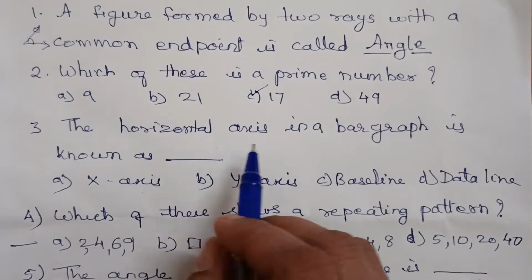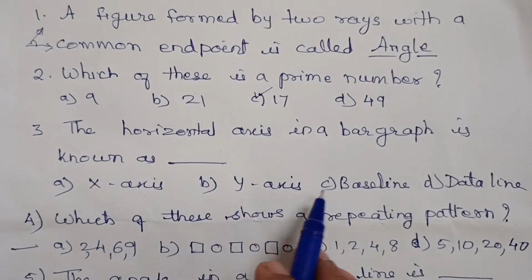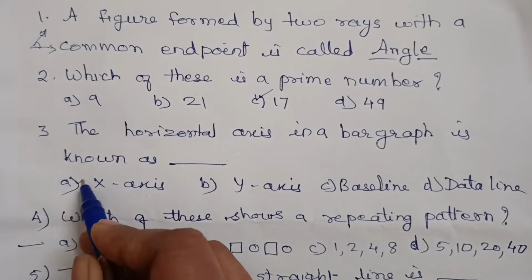Question number 3. The horizontal axis in a bar graph is known as dash. X-axis, Y-axis, baseline and data line. And the correct option is X-axis.